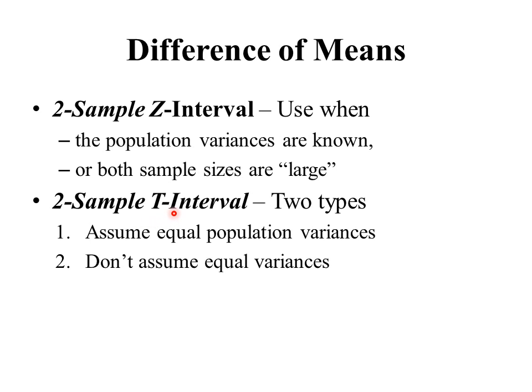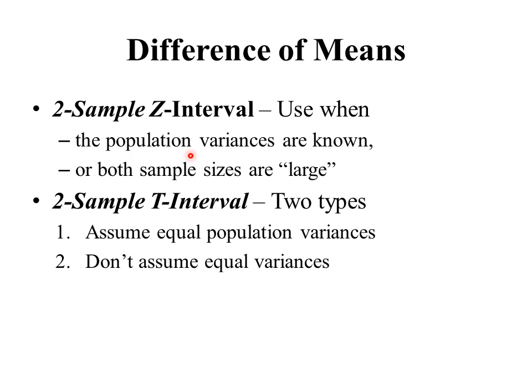One big difference between these two types of intervals is where the critical value comes from. In the z-interval, the critical value is a z-value. In a t-interval, the critical value is a t-value. We're going to use the two-sample t and z interval when either we know the population variances or both sample sizes are large. Large here meaning 30 or bigger typically.